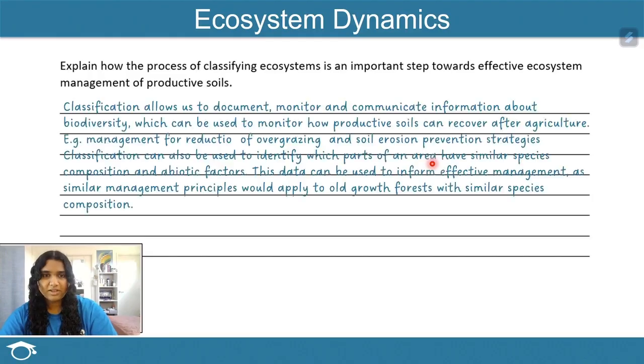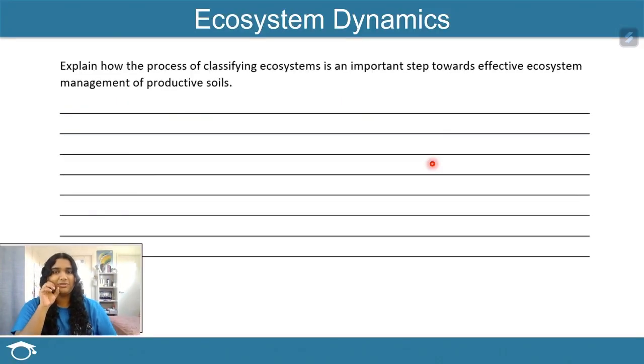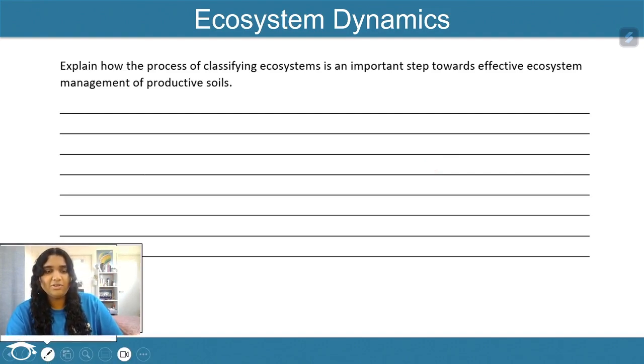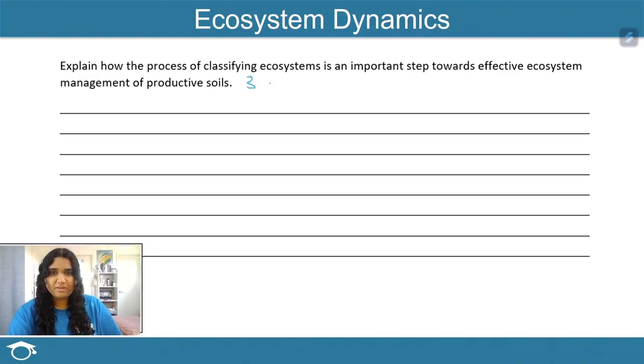Okay, I think I've got one more question for you with this unit, and then we're going into unit 4. So my final one for this one is explain how process of classifying ecosystems is an important step towards effective ecosystem management of productive soils. For this one, I want to give you 3 marks. And that's 3 minutes on the clock. So if you can pause and get that done, great.